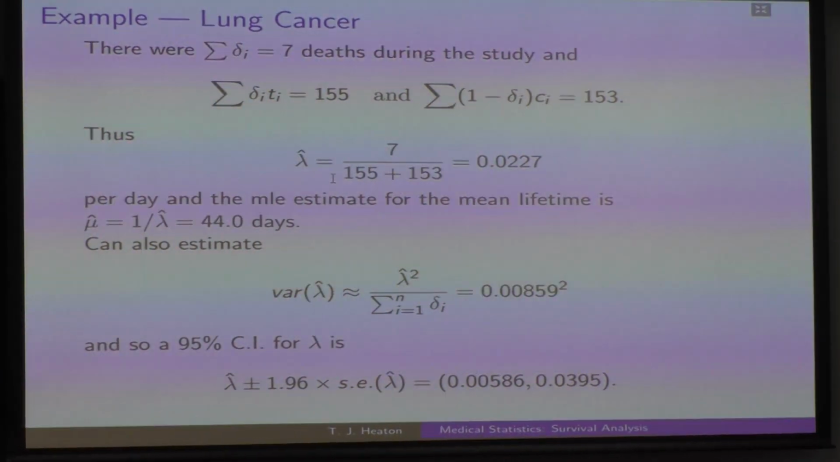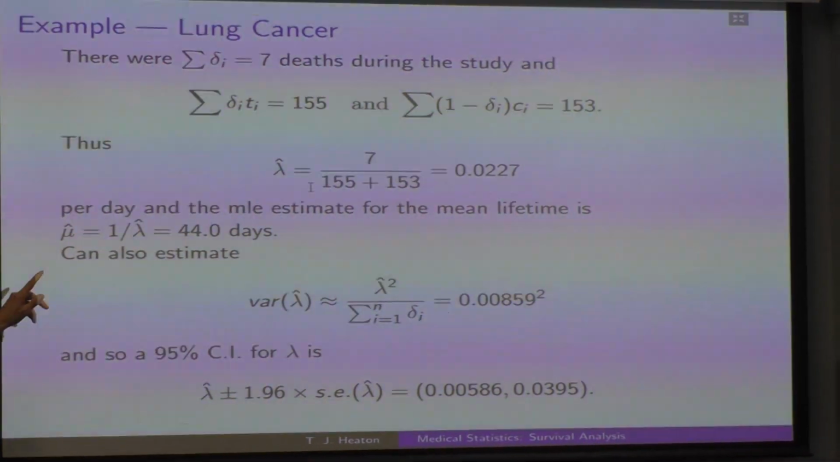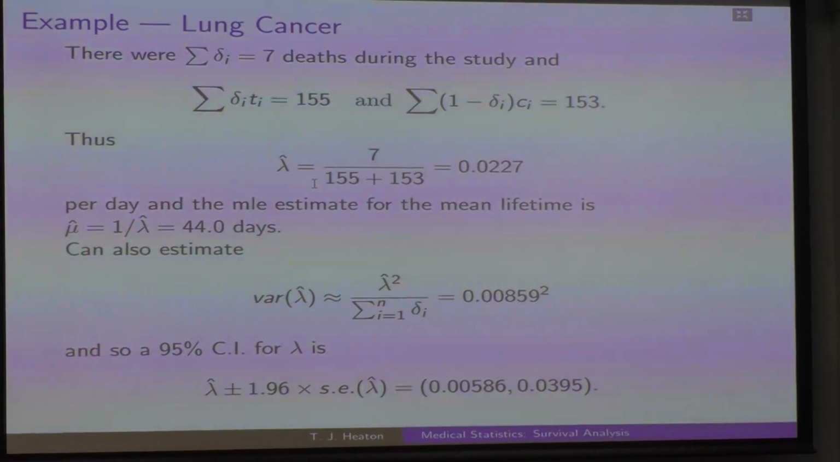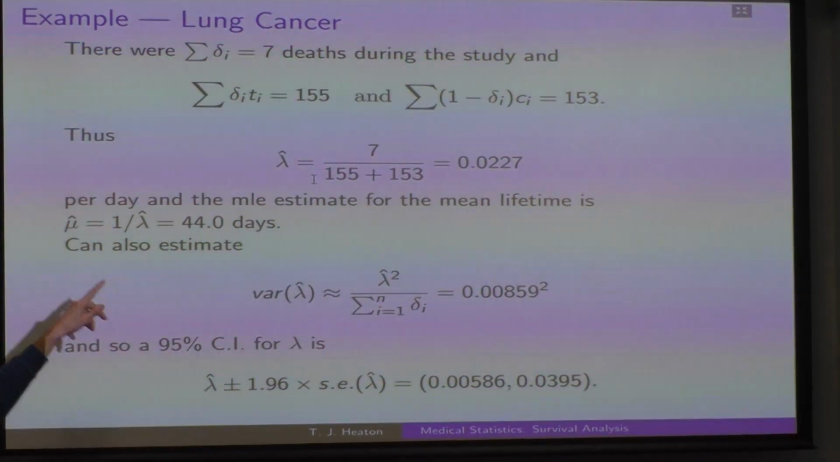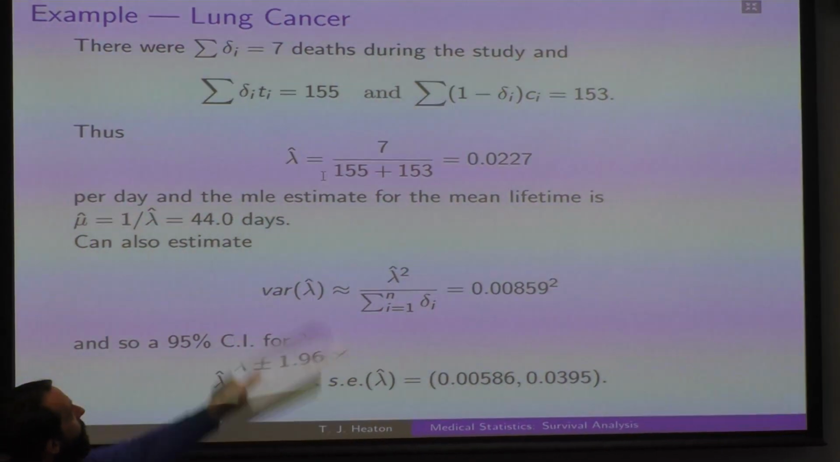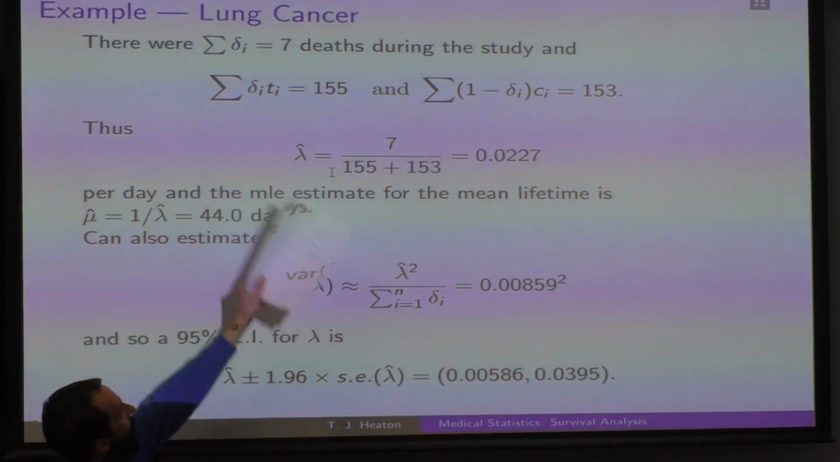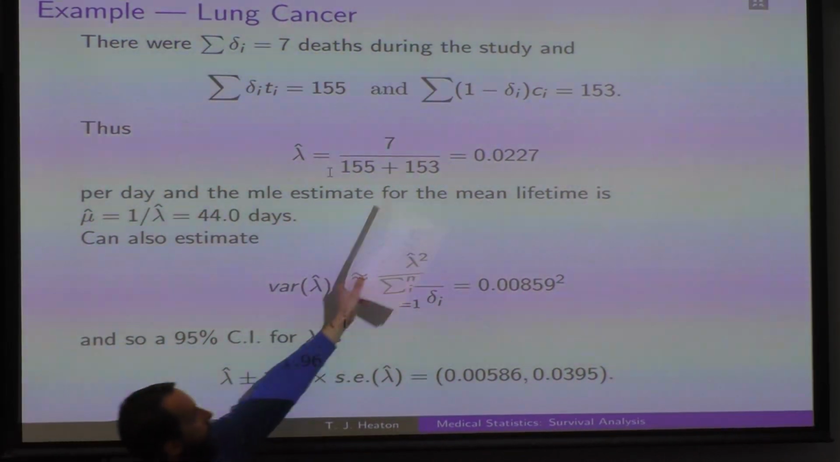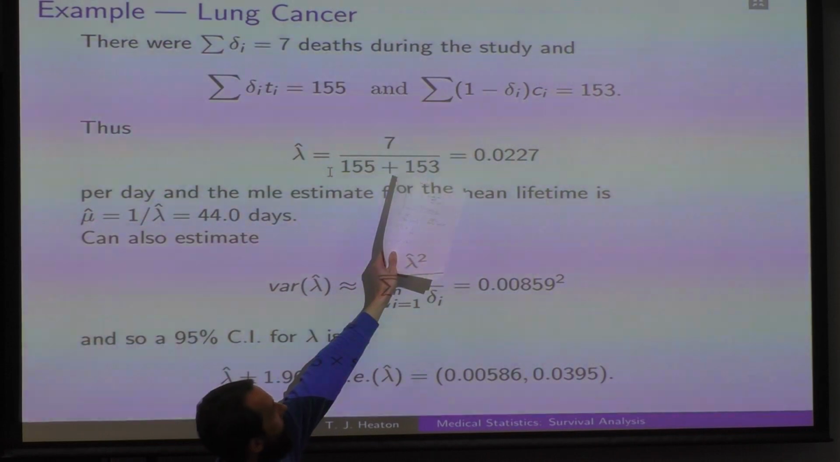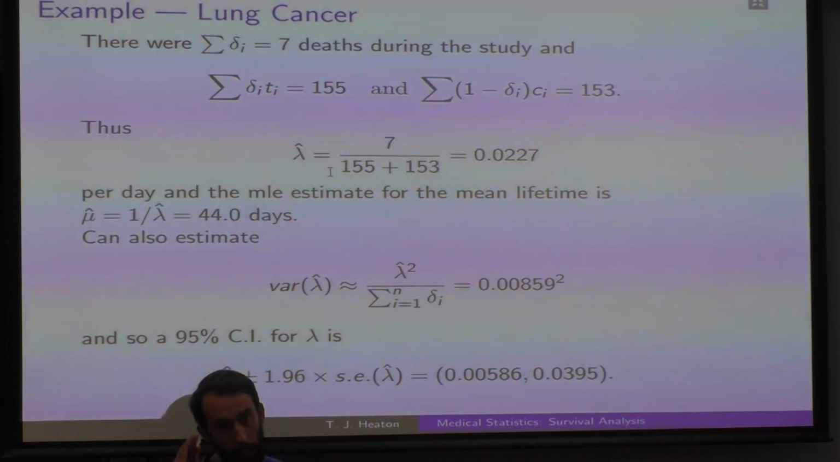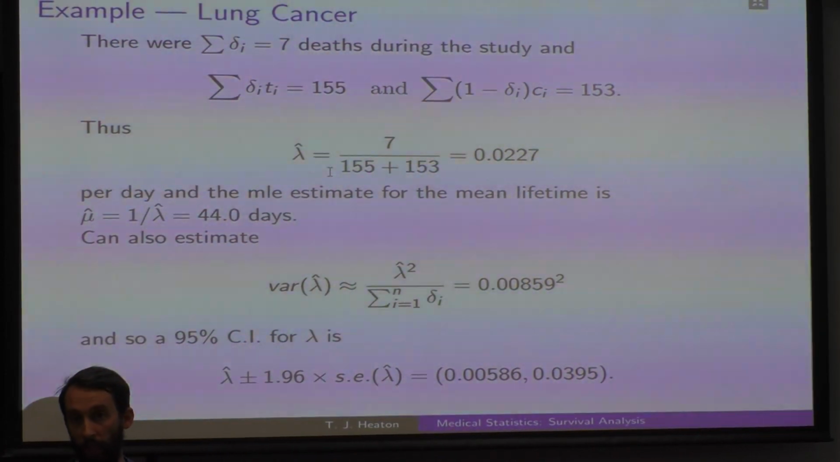So that's what I've got on this particular slide here. We observed 7 deaths during the study. Of the people who died, we observed those people for 155 days. And for the people who were censored, we observed those people for 153 days until they were censored, and we don't know what happened to them.